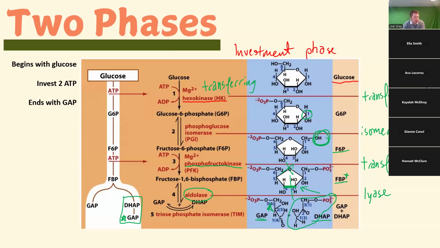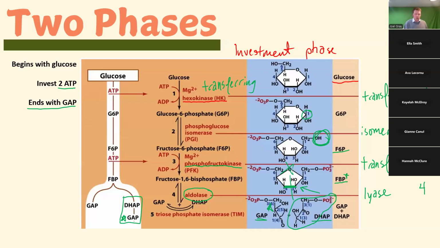What I always like to highlight, and not stress, I hate saying that, is what I want you to walk away from the investment phase with: we have a couple of different types of enzymes employed. We've invested 2 ATP, and maybe most importantly, we will end the investment phase, the first phase of glycolysis, with glyceraldehyde 3-phosphate.